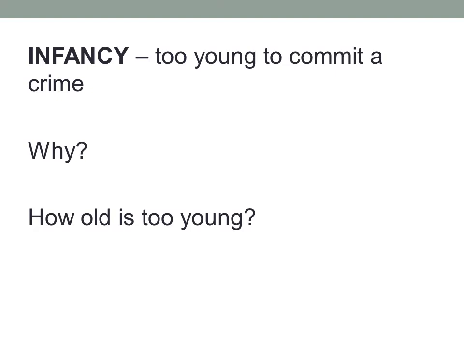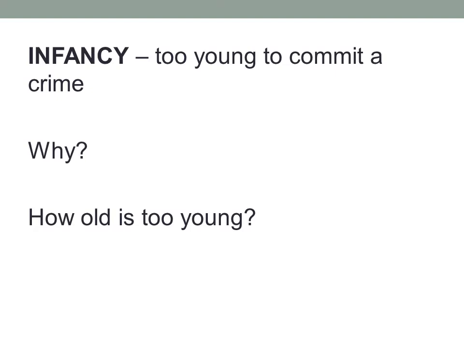The actual defense of infancy is not used at all, I don't think, anymore. And the reason being is if you're sitting, just visualize how this defense works. You're at trial and the defendant is trying to raise the issue: oh, I'm too young to commit a crime. The modern view is it's set forth in a statute of what constitutes infancy, meaning how old are you when you develop the ability to have intent to commit a crime.